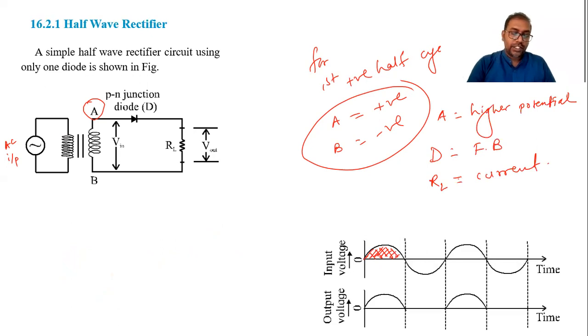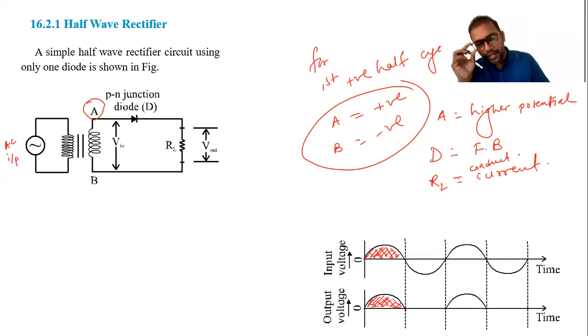So the load resistance RL conducts current and we get output. You can see here in the output diagram, for the positive half cycle, we are getting output.